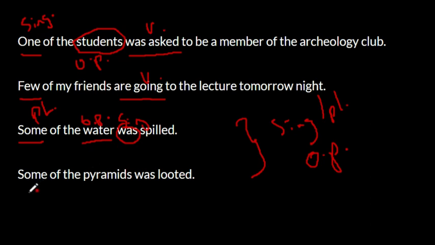Let's look at the other example. Some of the pyramids was looted, right? So that's the verb was looted, and the subject is some. We know some is sometimes singular, sometimes plural, depending on the object of the preposition. But here the object of the preposition is plural, therefore the verb is wrong, and it should be were.